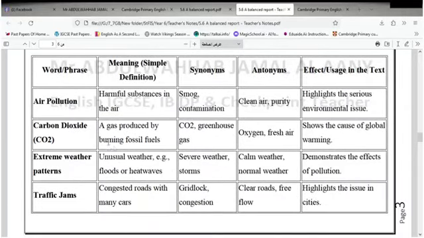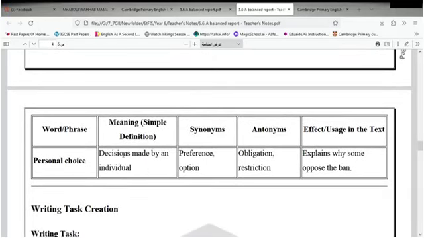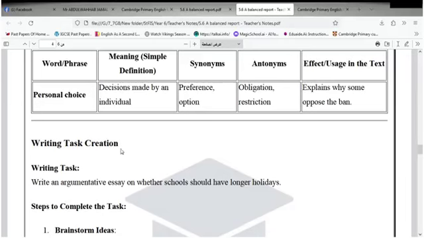Let's remember word phrases: air pollution, it is a harmful substance in the air. Carbon dioxide, CO2, is a gas produced by burning fossil fuels. Extreme weather patterns, usually unusual weather like floods and heat waves. Traffic jams, congested roads with many cars. Personal choice, decisions made by an individual.